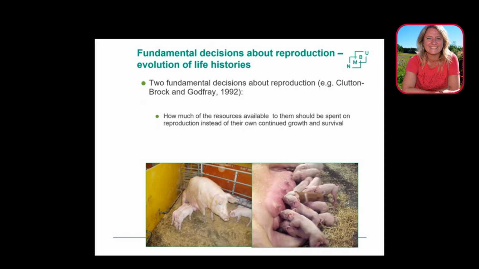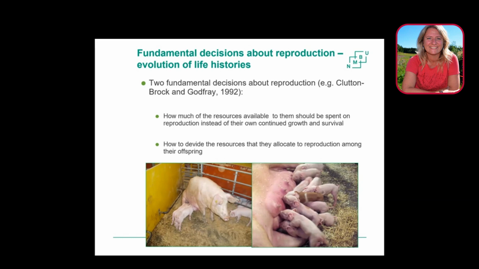We know that the sows in their first parity still have a lot of growth, they are still growing. So the question is, how much of the resources are they going to use on their own growth and development versus how much are they going to invest in their first litter? Another question is, how do they divide the resources that they allocate to reproduction among their offspring?